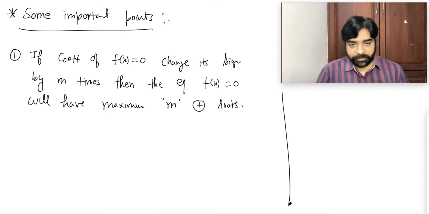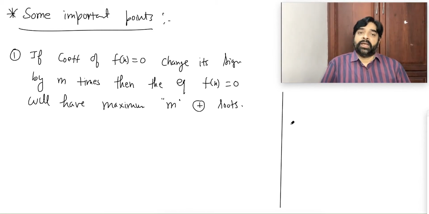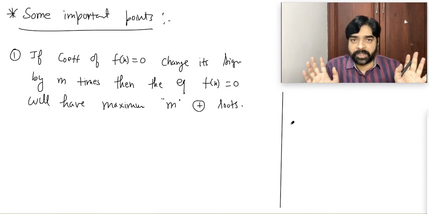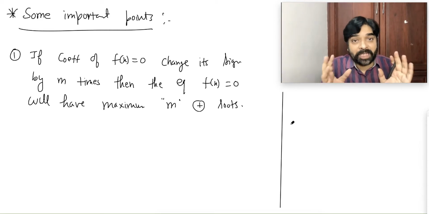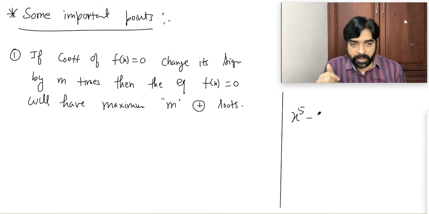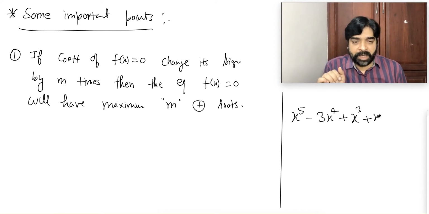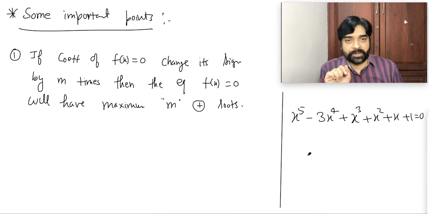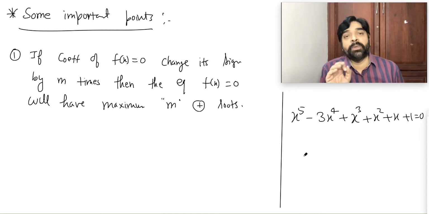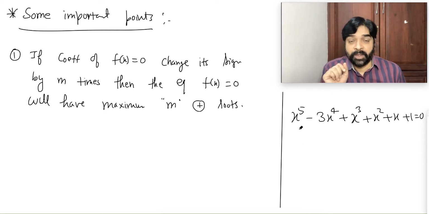What is the meaning? Let me explain. Very important point. Any equation, I'm not talking about the quadratic, maybe cubic, maybe biquadratic, maybe power 5, any kind of thing is coming. If they ask you how many maximum positive roots can happen, for example, let's take one example: x^5 - 3x^4 + x^3 + x^2 + x + 1 = 0. This is a 5-degree equation.